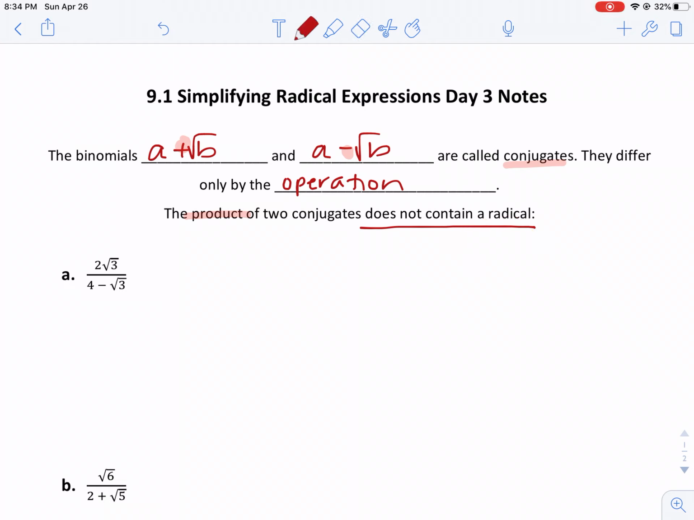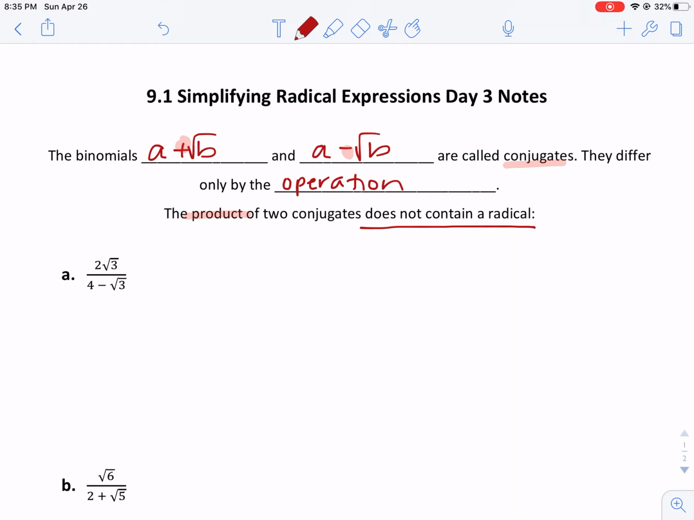Okay, so as we look at these examples, we have in A 2 root 3 over 4 minus root 3. Now the problem with this is that we have a square root in the denominator, which was one of the rules we can't have to have it simplified. So we need to get rid of that square root. Now it's not the same thing as the last lesson, because in the denominator we don't have just a single root, but instead we have a binomial, in this case 4 minus root 3.